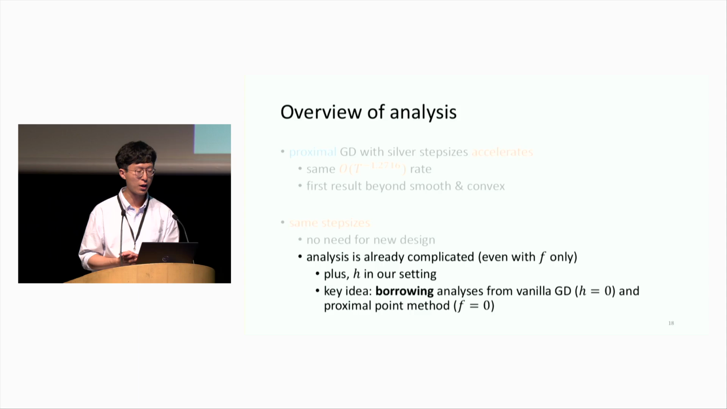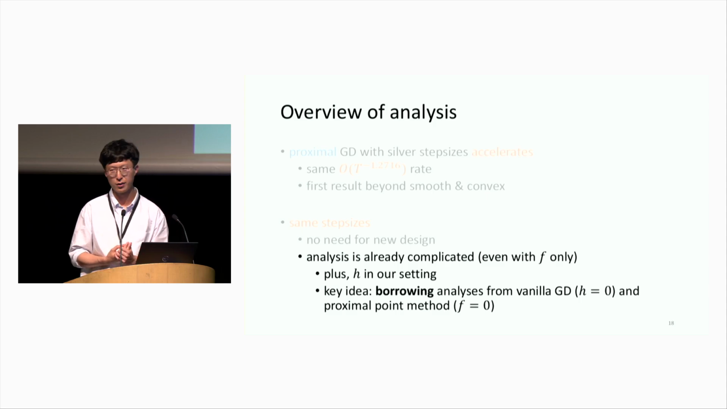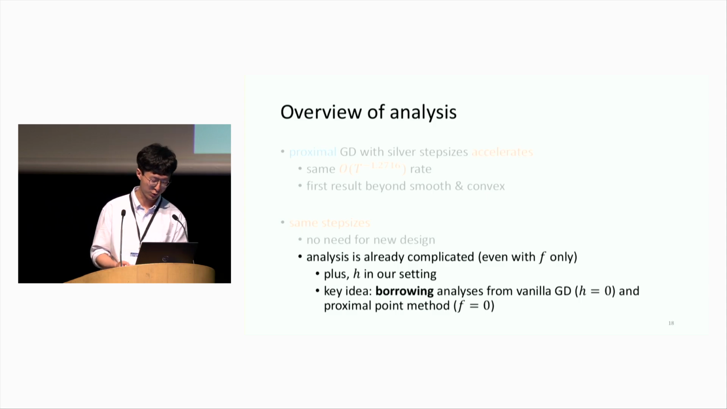For the rest of the time, I will try to provide some high-level ideas of our analysis. Again, this analysis is already pretty complicated even if you only have a single function, and in our setting, we also have this additional h function. So in order to avoid this complexity, what we try to do here is borrow certain parts of the analysis as much as possible from what we know for vanilla GD with step size, which corresponds to proximal GD with h being 0, and also the proximal point method, which is proximal GD when f is 0.